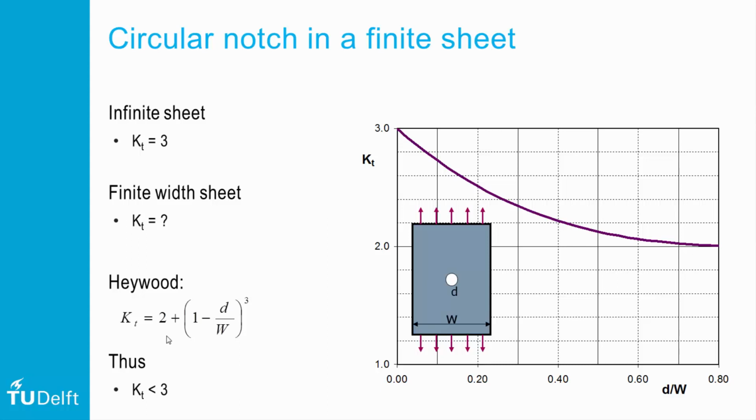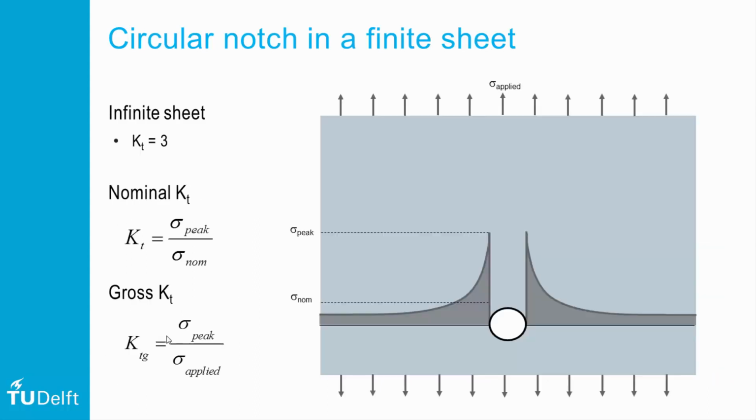Now that may seem counterintuitive, because if the width becomes smaller, the nominal stress will increase. So how does that work? Well, let me illustrate it with this example. We have an infinite plate with a circular hole, and the corresponding stress concentration factor is given by Kt is 3. Now we can make a distinction between the nominal stress concentration factor, as I have given before in the definition, the peak stress divided by the nominal stress, but we also can define the gross stress concentration factor, which is the peak stress divided by the applied stress.